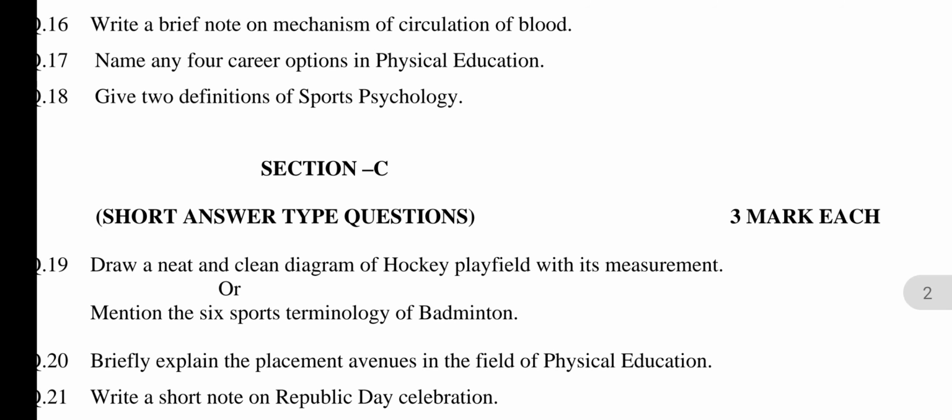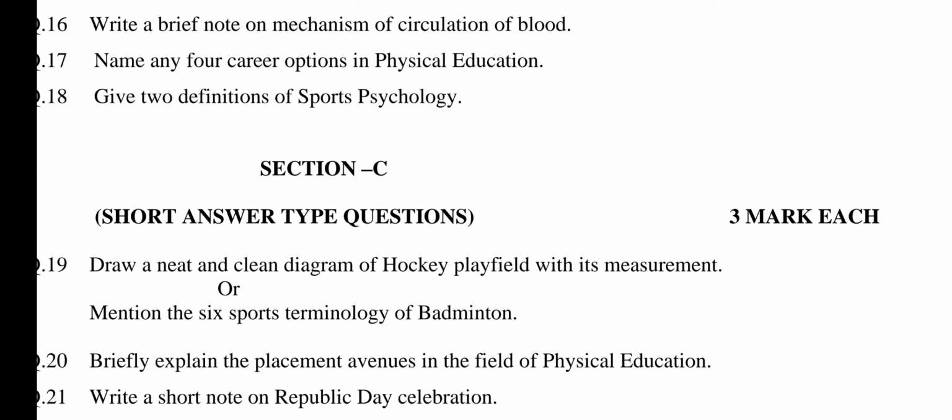Question number 16. Write a brief note on mechanism of circulation of blood. This question is related to chapter number 2, physiological aspects of physical education. The answer may be: blood comes into the right atrium from the body, moves into the right ventricle, and is pushed into the pulmonary arteries in the lungs. After picking up oxygen, the blood travels back to the heart through the pulmonary veins into the left atrium to the left ventricle and out to the body tissues through the aorta.